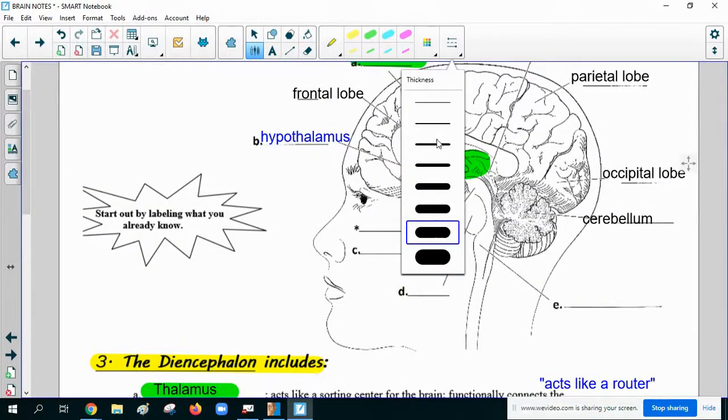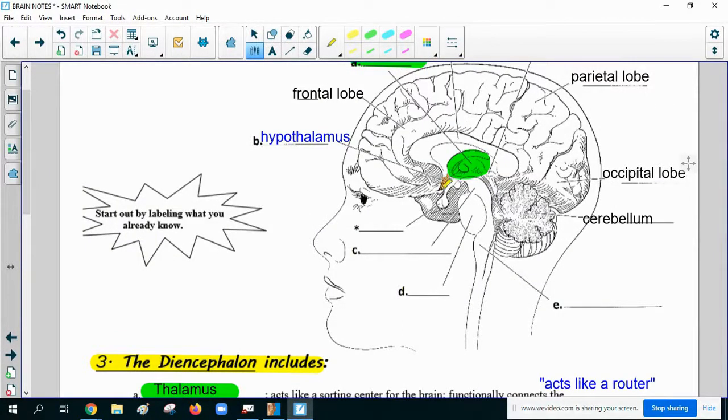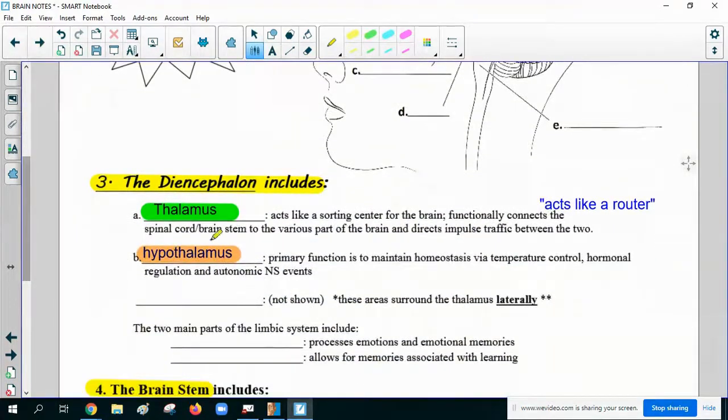So the prefix hypo means below. And we can see here that we are indeed below the thalamus. So that's why this part is called the hypothalamus. Now, what's really important about the hypothalamus is that it directs a lot of parts of our homeostasis. Our entire autonomic nervous system, which is all of our involuntary stuff. I'm not talking about like your muscles twitching.